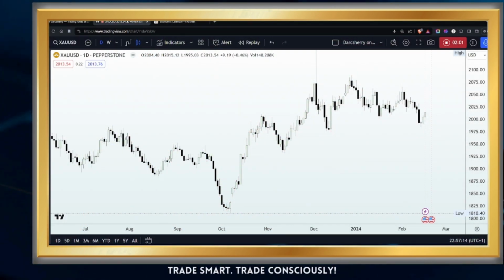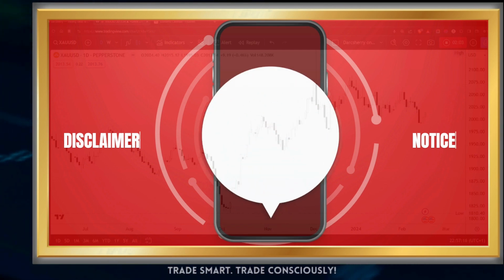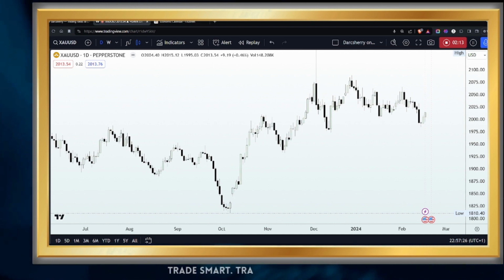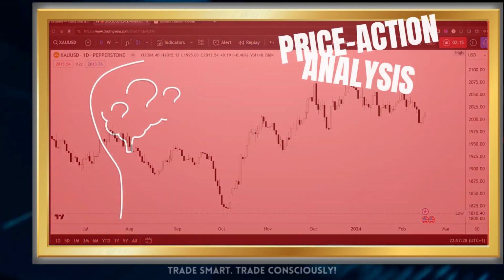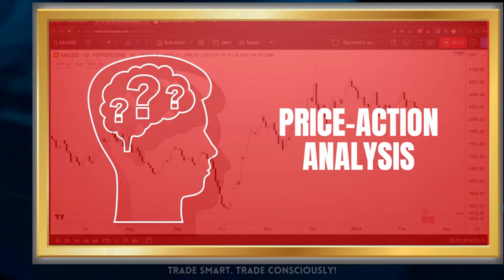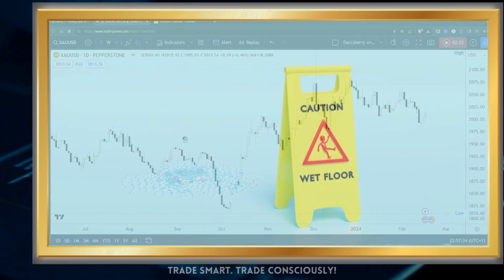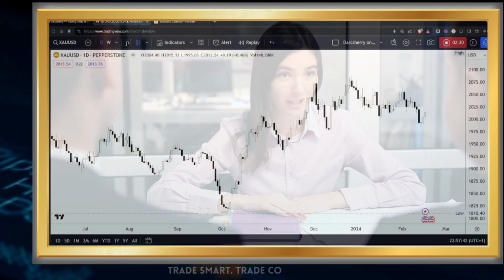Before we proceed, it is important to note that this presentation is for educational purposes only and should not be considered as financial advice. While our goal is to enhance your understanding of price action analysis, always exercise caution and seek guidance from a professional financial advisor before making any investment decisions.